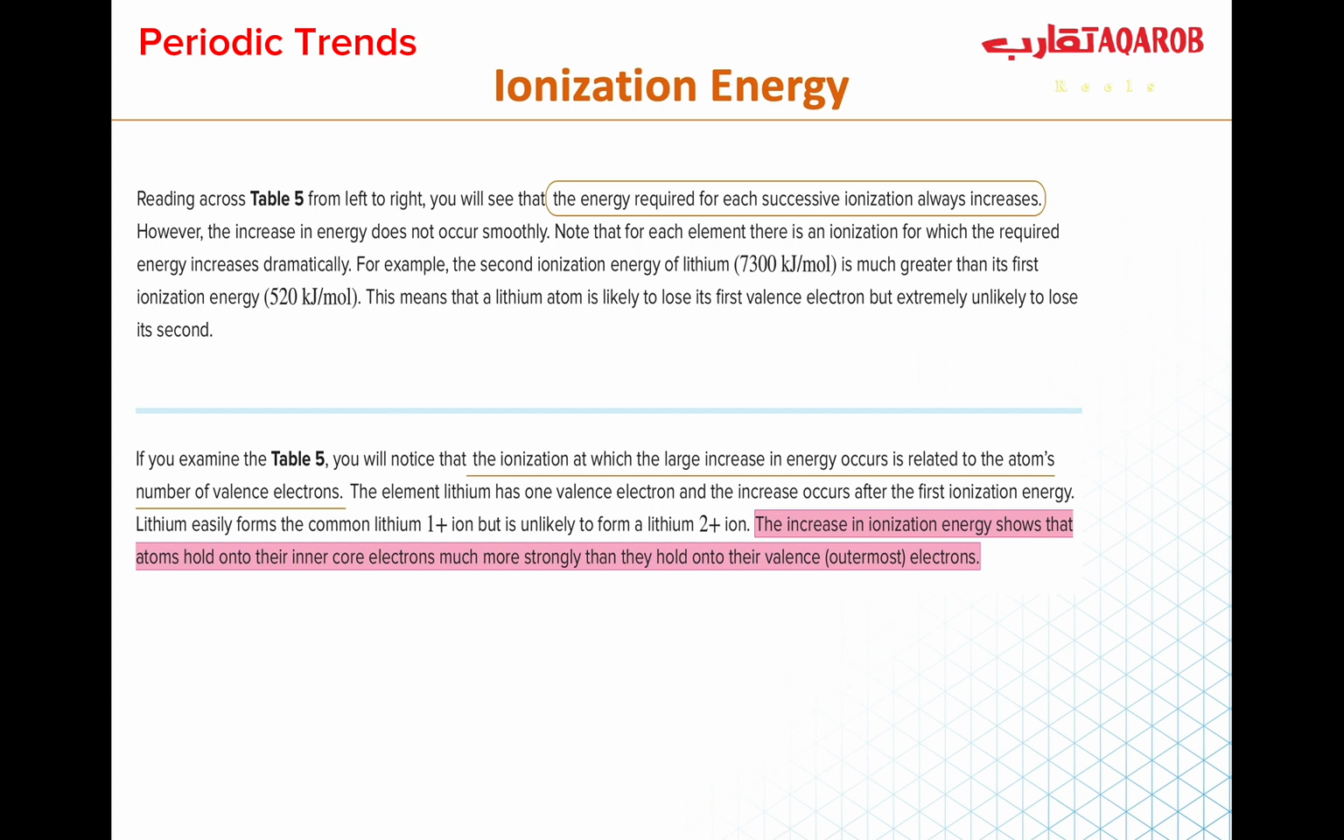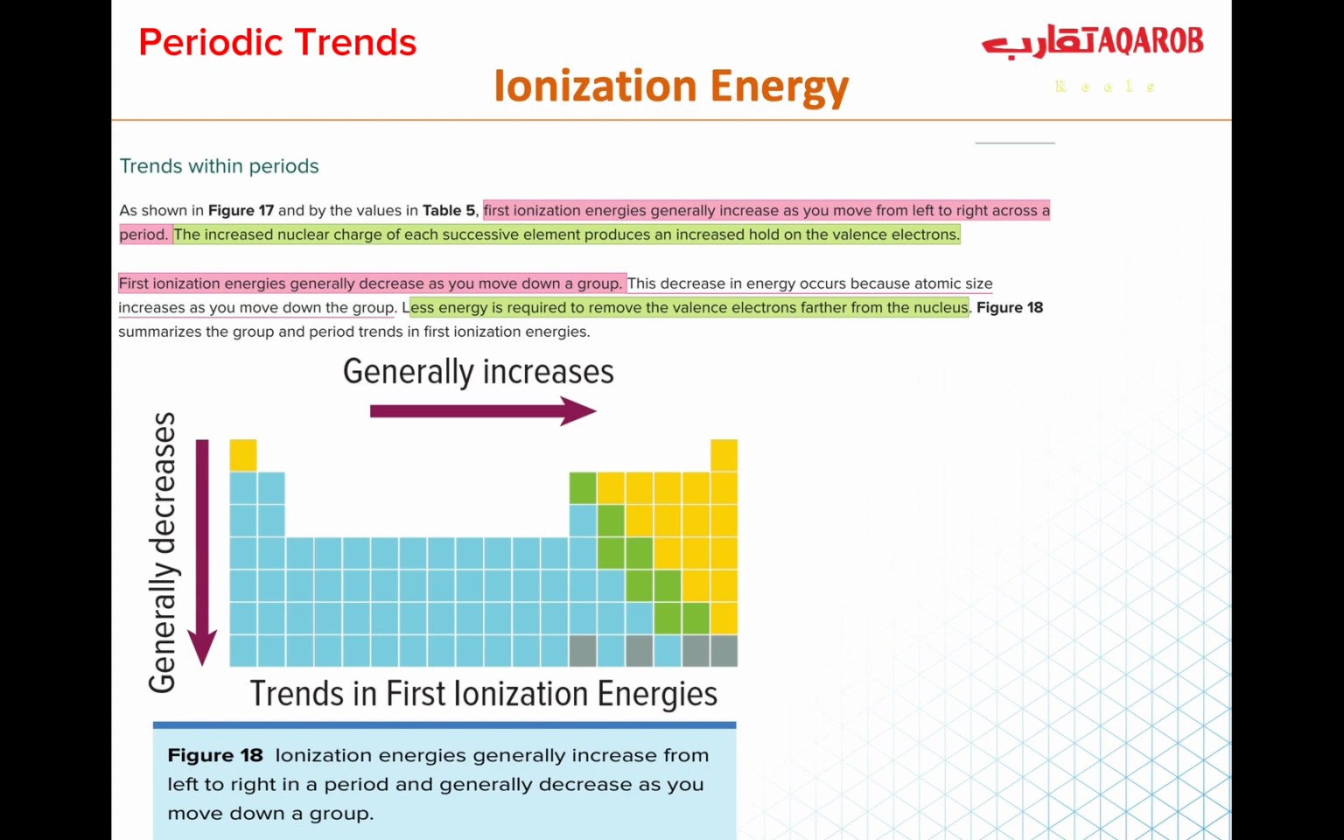The element lithium has one valence electron, and the increase occurs after the first ionization energy. Lithium easily forms the common lithium positive 1 ion, but it is unlikely to form lithium positive 2. The increase in ionization energy shows that atoms hold onto the inner core electrons much more strongly than they hold onto the valence outermost electrons. As you see in figure 17 and by the values in table 5, first ionization energy generally increases as you move from left to right across the period.